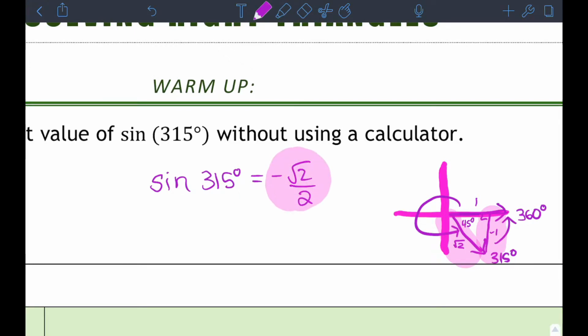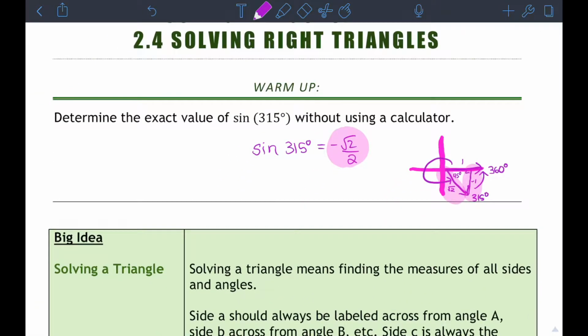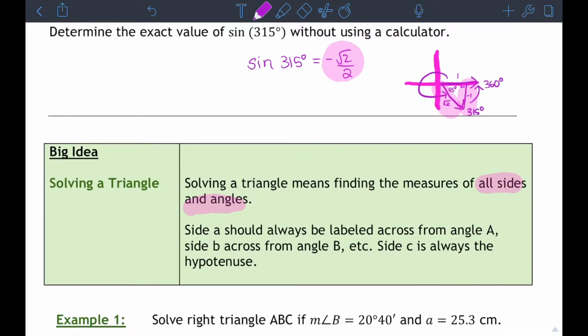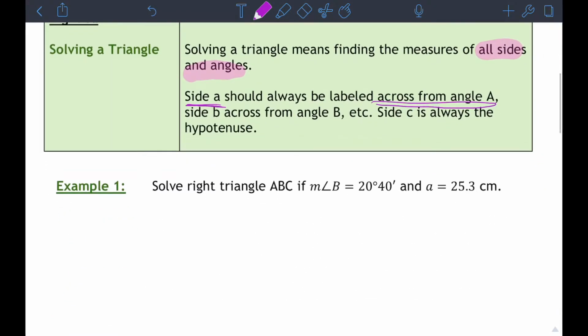Alright, so what we're doing today is solving some right triangles, which means finding the measures of all of these sides and angles that you may be missing. Remember, if you're drawing a picture, which we're going to do a bit of today, you should always label your sides and angles opposite one another if they have the same letter. So let's do one here.